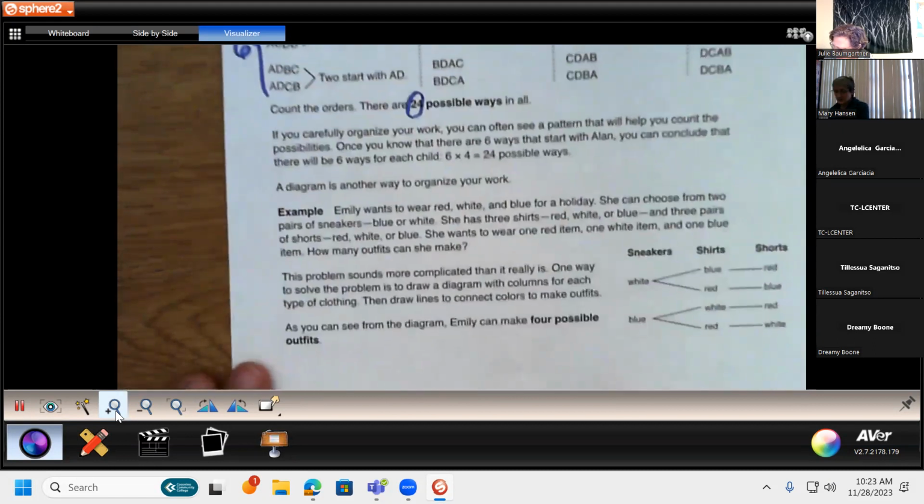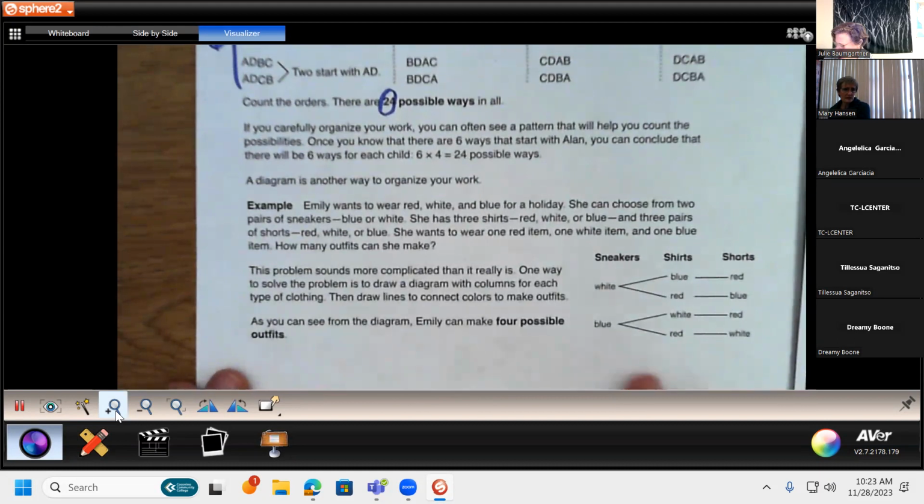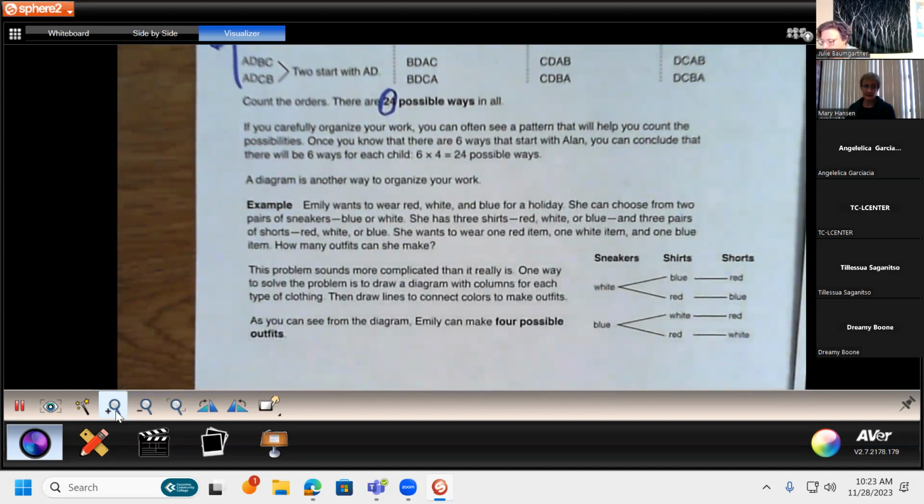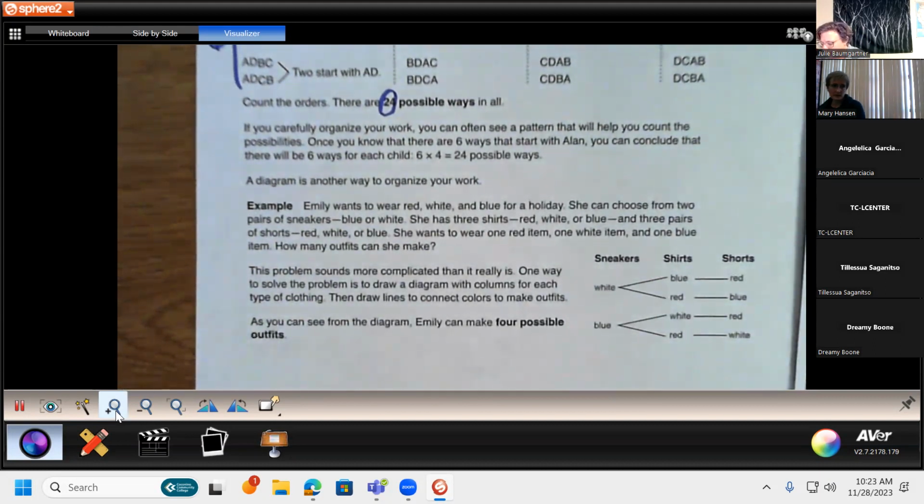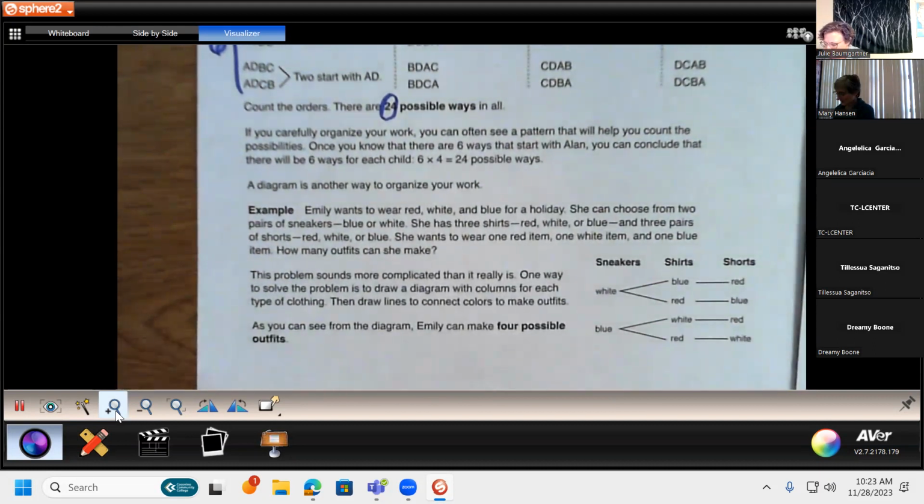Another way you might tackle a problem like this would be a diagram like this. And the second example is another classic kind of problem in this topic. Sometimes this is clothing. She wants to wear red, white, and blue for a holiday, and she's got 2 pairs of sneakers. She has 3 shirts, and she has 3 pairs of shorts. How many outfits can we make?